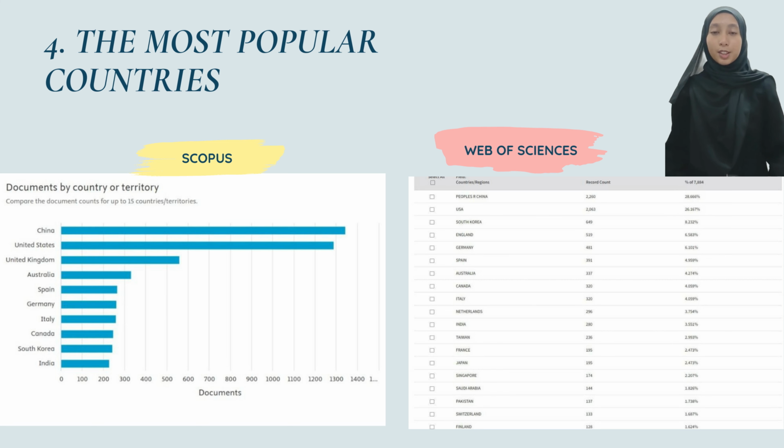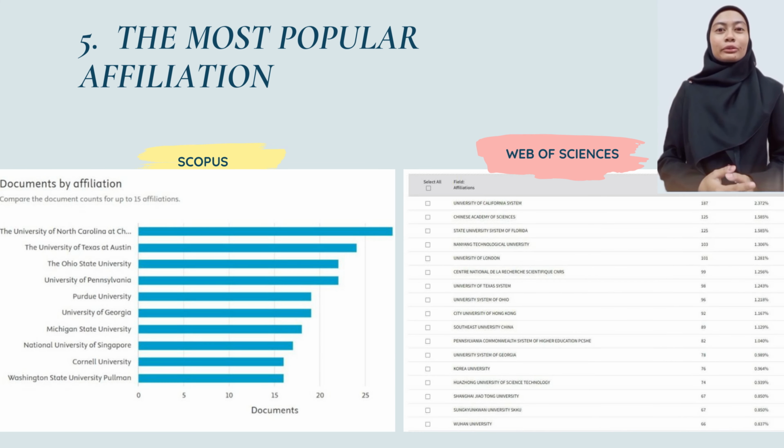Through this result, we can see that China is the most popular country with the most publications on the information behavior and communication topic. Next, I will explain about the most popular affiliation on Scopus.